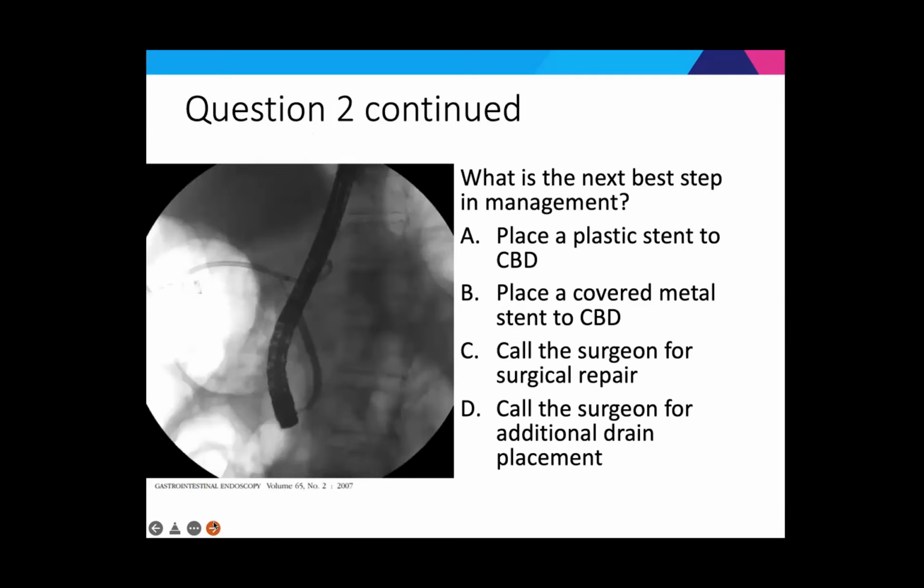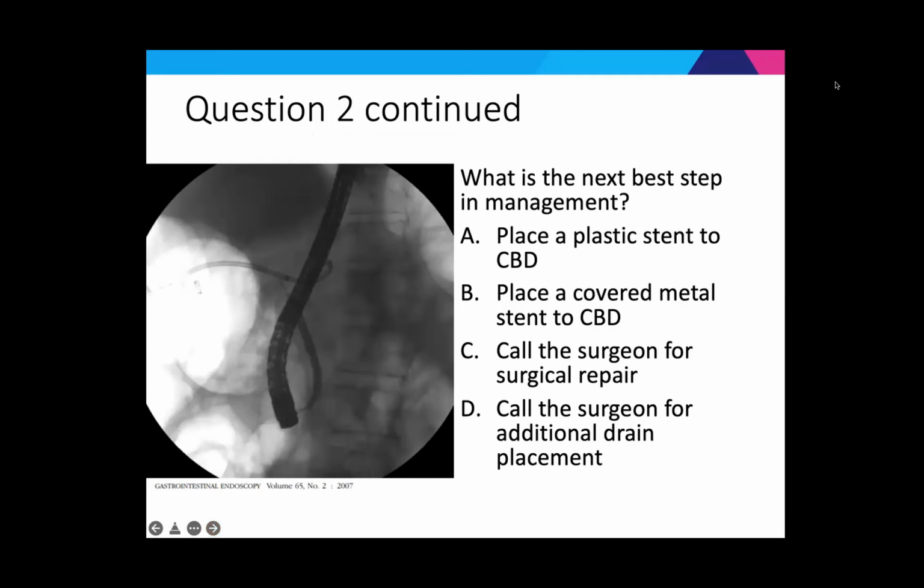A, place a plastic stent into the CBD. B, place a covered metal stent into the CBD. C, call the surgeon for surgical repair. D, call the surgeon for additional drain placement.